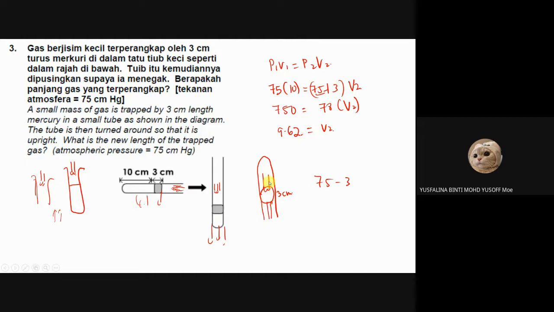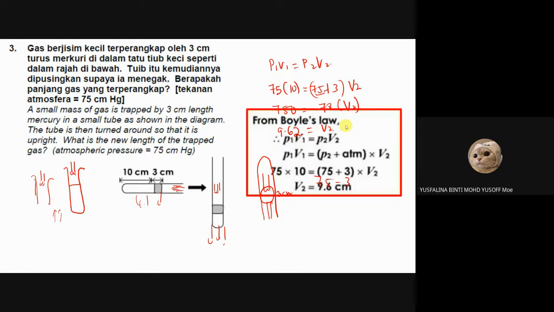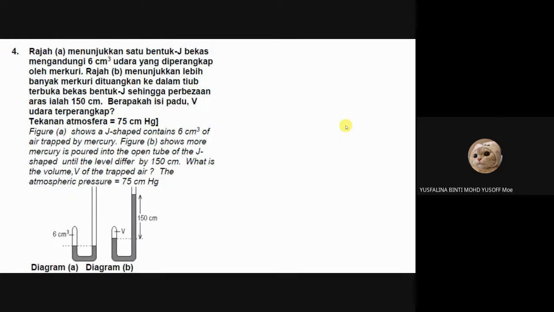This one, because it's a different direction. This one, the atmospheric pressure pushes it upward, and the gravity pushes it downward. So there is a change of direction here, right? Different direction. So 75 minus 3. And for this one, because the atmospheric pressure and also the gravity have the same direction, so you just add, 75 plus 3. So you will get the answer. Right? So that's the answer for this one, 9.6.